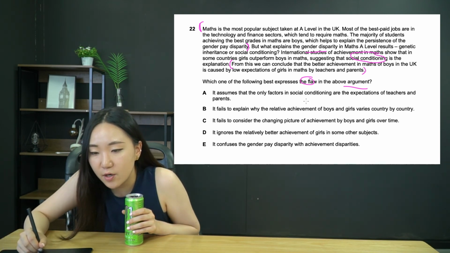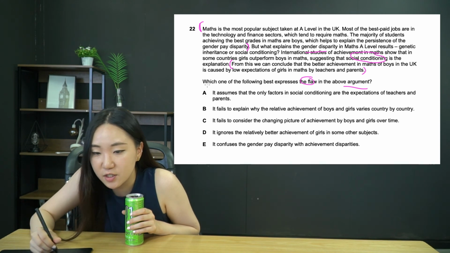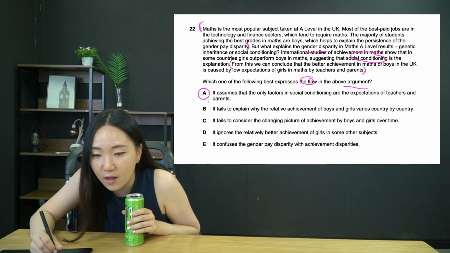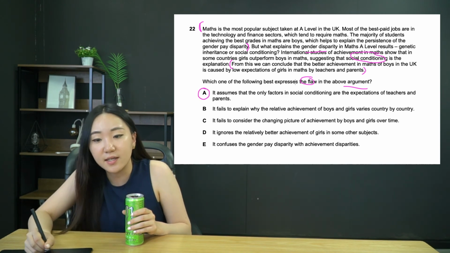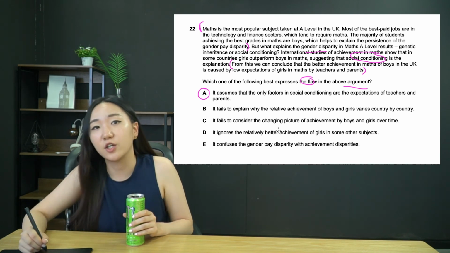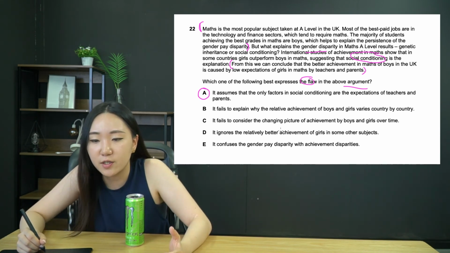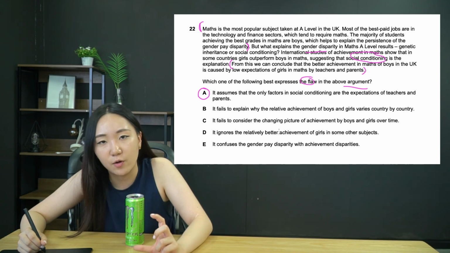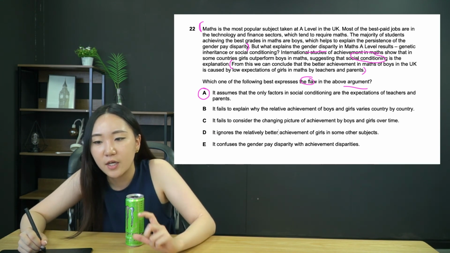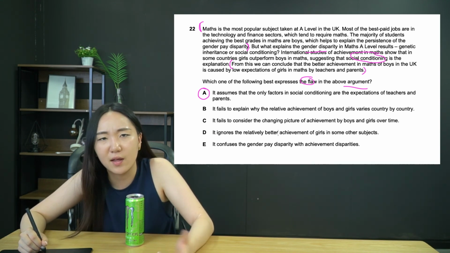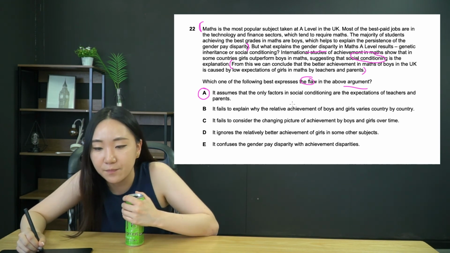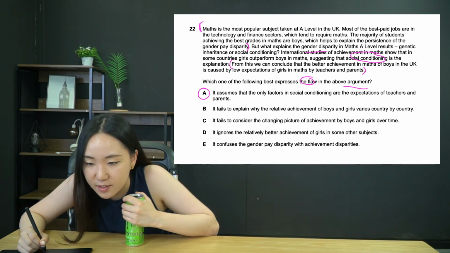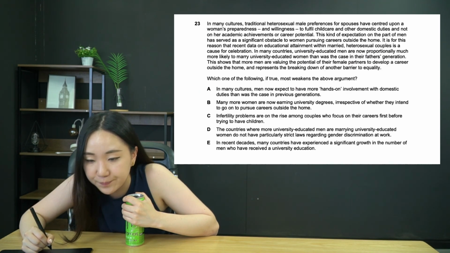So it assumes that the only factors in social conditioning are the expectations of teachers and parents. Yes, that's essentially it, okay? This is actually a really poorly made argument. What you've got to remember is that these arguments are not written very well. So just be looking for the things where you think, oh, that's so obvious, it's going to be that, okay? I'm not going to bother to go through the others. I hope that is clear why it is that one.